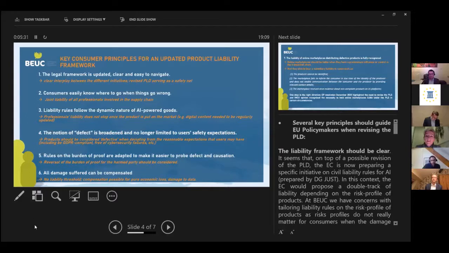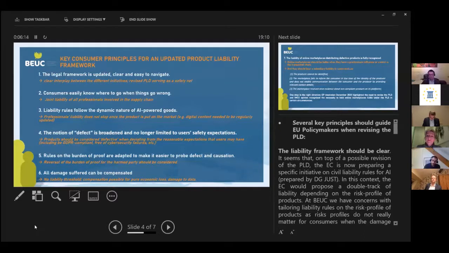Another interesting discussion relates to the notion of defect and the question of whether this should be broadened to encompass not only safety expectations, but also other types of rational expectations of users, for example regarding products to be GDPR compliant or free from cybersecurity failures. I'm going to talk a bit later on this point, because I think it's quite a crucial point in the directive. Regarding the burden of proof as well, it needs to be adapted to make it easier for consumers to prove both the defect and the causation between the defect and the harm.